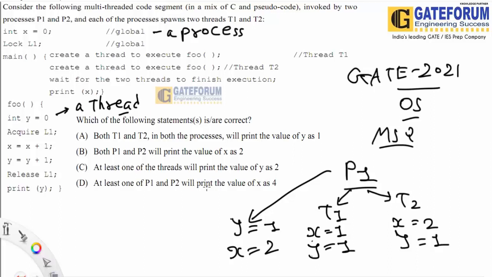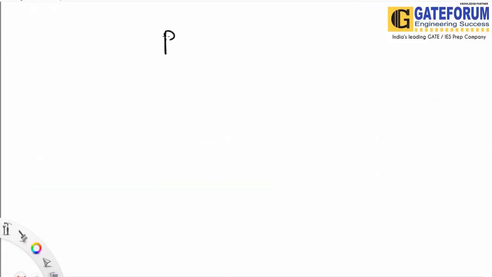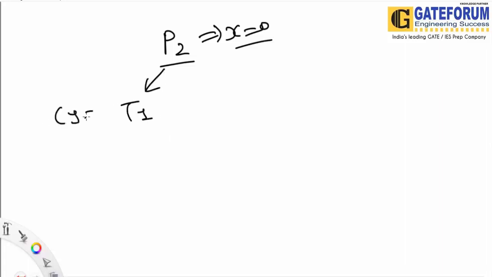Let's check with the second one: at least one of P1, P2 will print the value of x as 2. We had checked only the first process, P1, as of now. Let's understand the second process. Each and every process is unique. It will have a global x equal to 0. When it spawns the first thread, y is initially 0, and when it spawns the second thread, y is also initially 0.